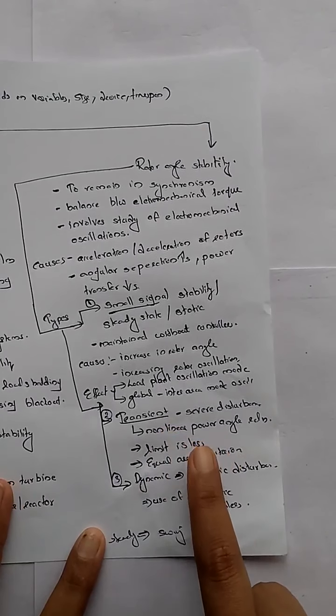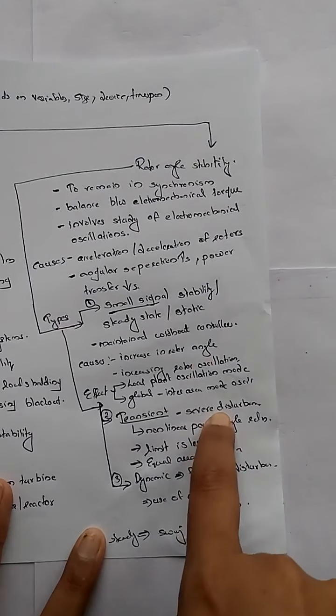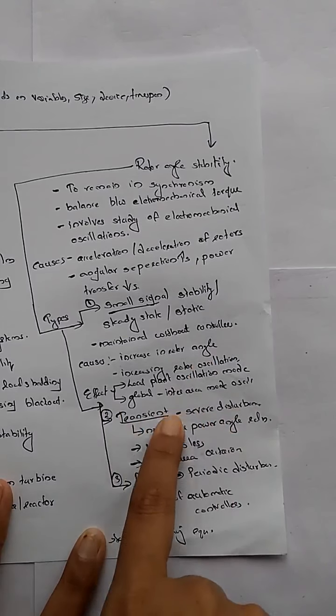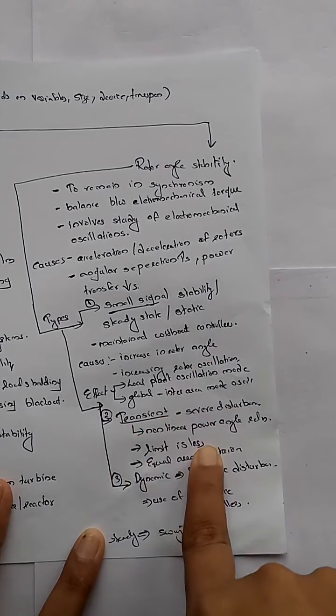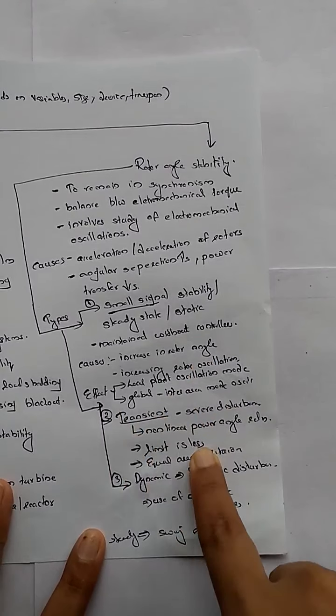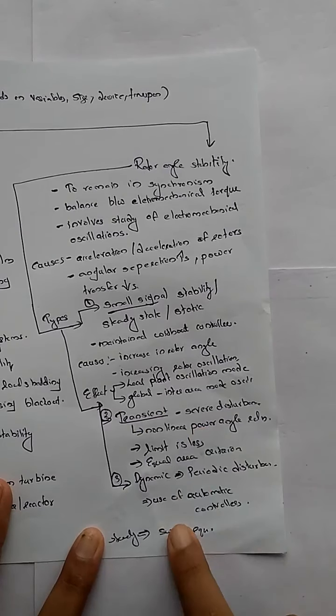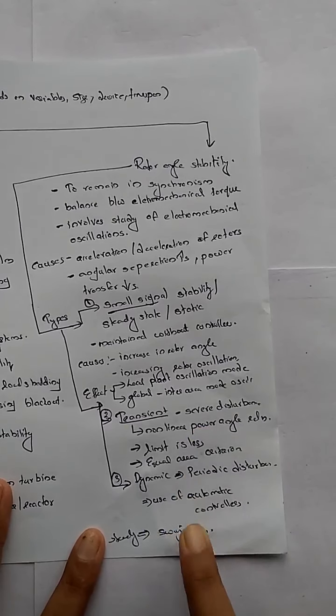Okay, so here it will be a non-linear power angle relation, and when compared to the steady state limit, the transient state limit will be very much less. And this transient stability we study with the use of the equal area criterion. So this will also be discussed in our fourth part. Okay, the swing equation and all those will be in the third part.